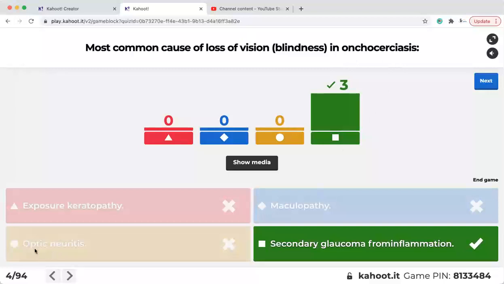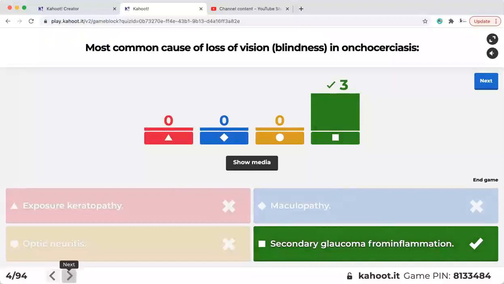The optic disc can also be involved by optic disc edema or optic swelling, but not optic neuritis. So optic neuritis does not occur. However, the most common cause of blindness in onchocerciasis, based on the current options, will be secondary glaucoma from inflammation, as the inflammation will cause severe uveitis, either anterior or posterior, which can cause secondary glaucoma and optic atrophy. So this will be the commonest cause among these options.